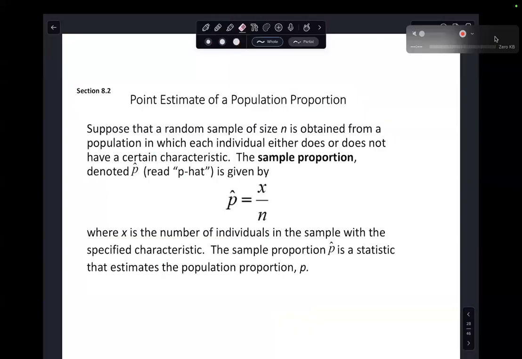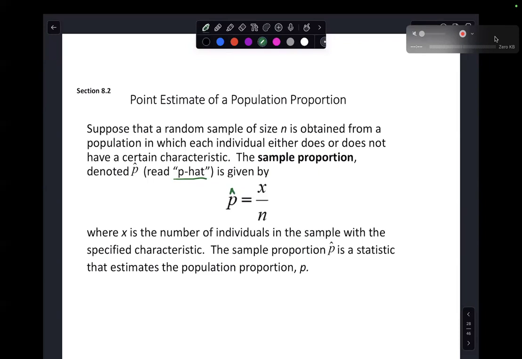So if we take a sample from a population, we have something called p hat. Anytime we are estimating something, we put a hat on it. So p hat would be a proportion that estimates the population proportion. It looks like a p with a little hat on it. So anytime we're estimating something, we put a little hat on it.